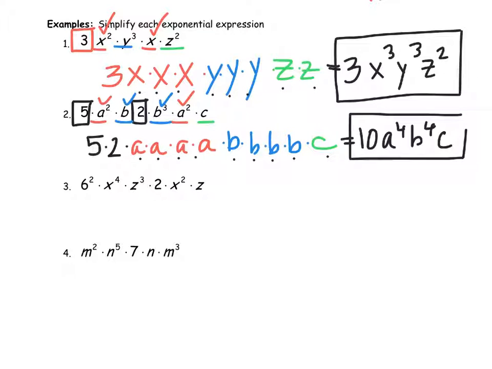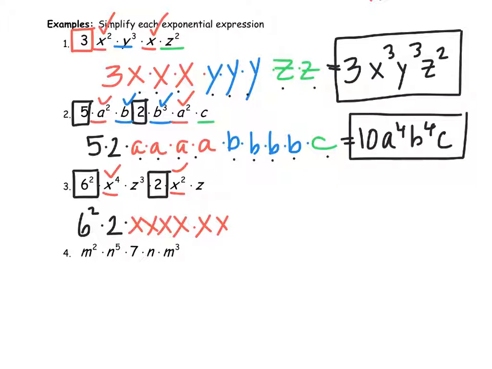Okay, so first I'm going to scan and look for coefficients, right? I see something here, 6 squared. I also see one here, a 2. So I'm going to write those first. 6 squared times 2. And then I'm going to scan and look for my letters. So I have an x to the 4th, 1, 2, 3, 4, and an x squared, 1, 2. Check, check. All right, and then I have z cubed, 1, 2, 3, and then one more z, 4. There's no other letters or numbers here. I've taken care of all of them, so I'm ready to simplify my expression.